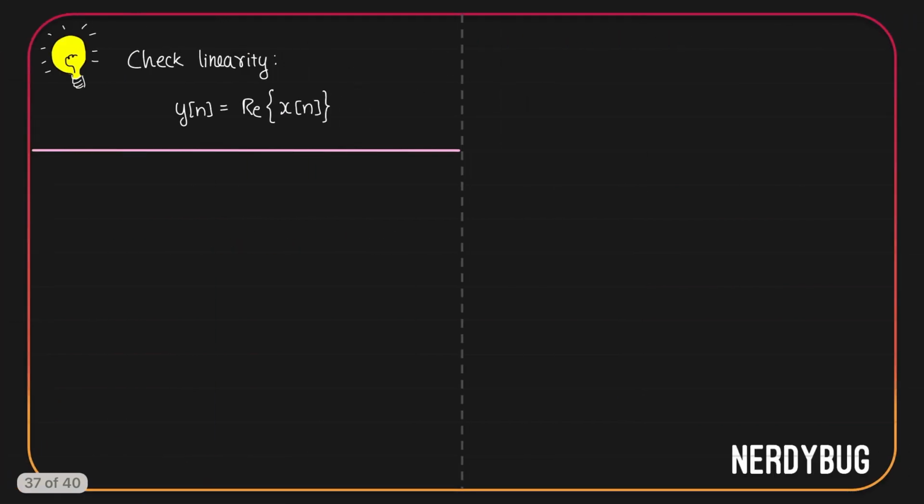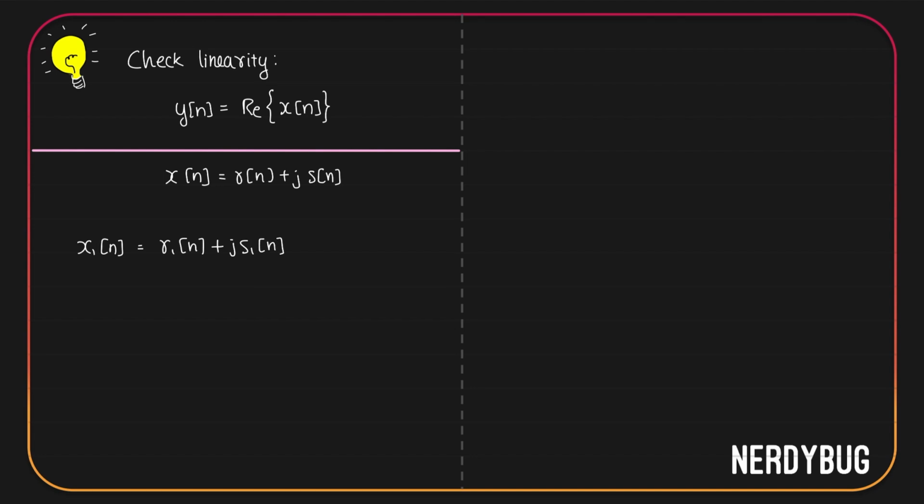Let's solve another question. We have a discrete time system that is defined by the equation y of n is equal to real part of x of n. Since we are taking the real part, let's take x of n to be a complex function. That is, x of n, let it be equal to r of n plus j s of n. So r of n will be the real part, s of n will be the imaginary part. Take a sample input x1 of n. x1 of n will be equal to r1 of n plus j s1 of n.